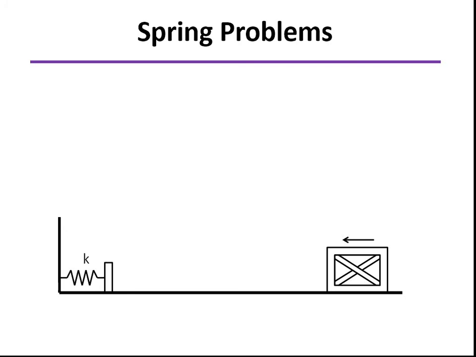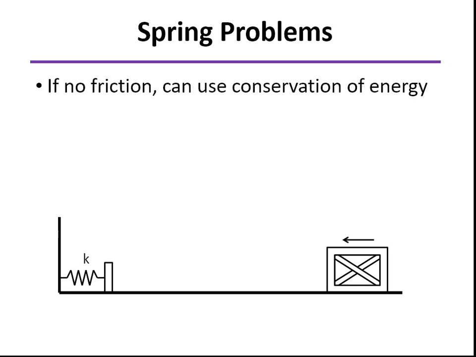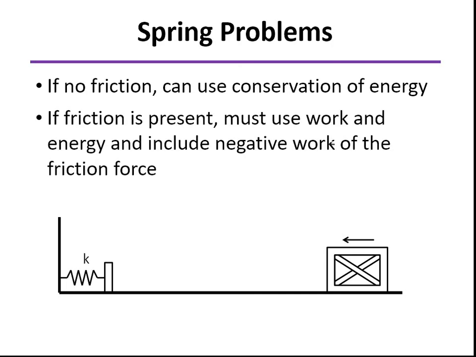Problems that involve springs come up every now and then as well. And in this case, if I've got a crate that's going to hit this spring and I want to know how much the spring is going to compress, if there's no friction, then we can use conservation of energy. The kinetic energy of the crate, as it comes to a stop, will be transferred entirely to potential energy in the spring. On the other hand, if we do have friction, then we have to use the method of work and energy, or the equations of motion, of course, because in this case the friction force does negative work as the crate slides into and through the deflection of the spring.